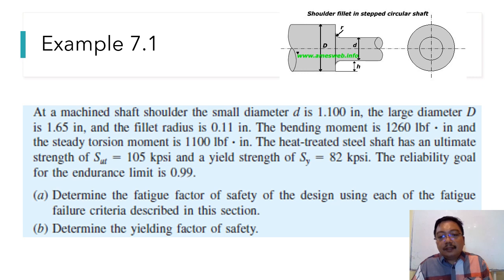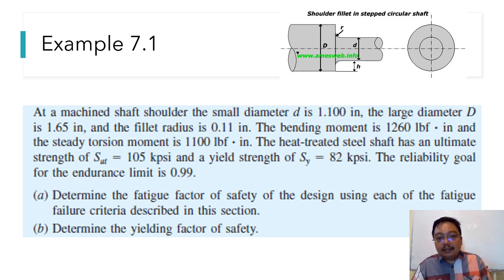Okay, the example is 7.1. At a machined shaft shoulder, the small diameter d is 1.1 inch, the larger diameter D is 1.65 inch, the fillet radius is 0.11 inch, the bending moment is 1260 pound-inch, and the torsional moment is 1100 pound-inch. The heat treated steel shaft has an ultimate strength of 105 kpsi and a yield strength of 82 kpsi.